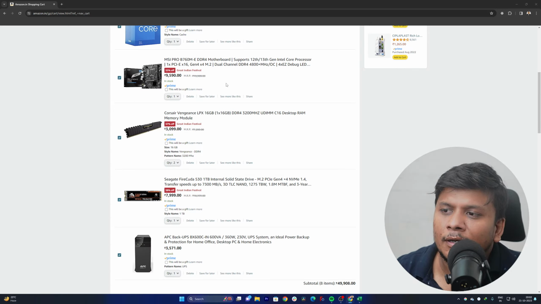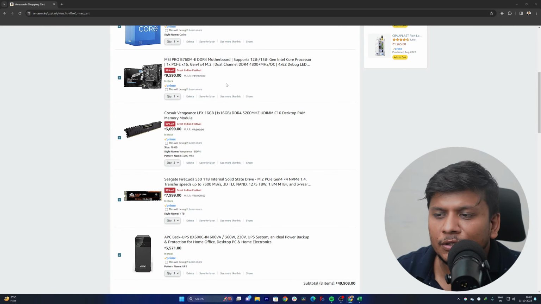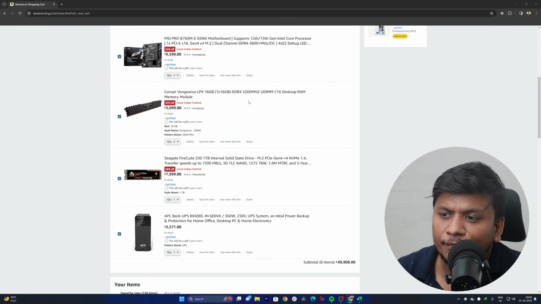Then for the motherboard, we went with the MSI Pro B series B760M. The B stands for business, or for pro users, or professional use. So you will not see any kind of RGB and blah blah blah. You will see a simple, decent, reliable motherboard which you can trust, and which has enough bells and whistles and enough IO to fulfill your need.